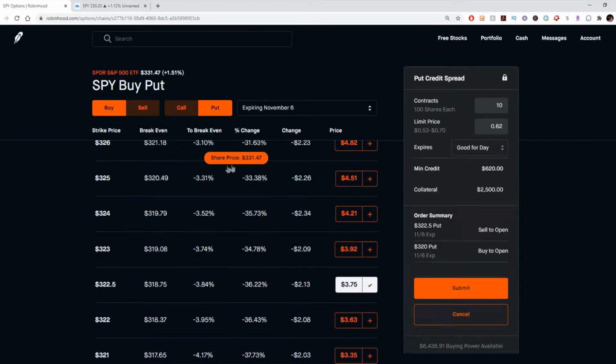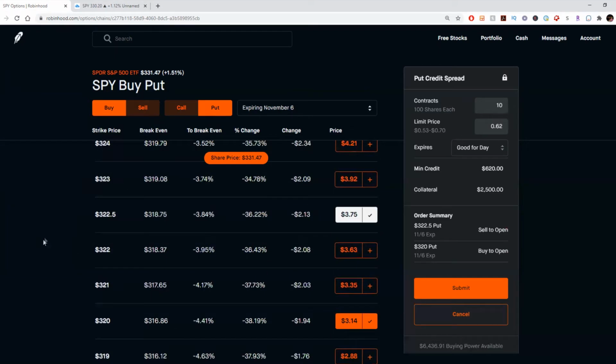But since it's a lot closer to where SPY is trading right now, if SPY starts crashing again because of elections and everything, and it goes below 322.50 or below 320, then you're putting yourself at a higher risk, okay? So you're getting a higher reward, but at a higher risk. The reason I went lower is for a lower risk, but also a lower reward, okay? That's how you trade put credit spreads.